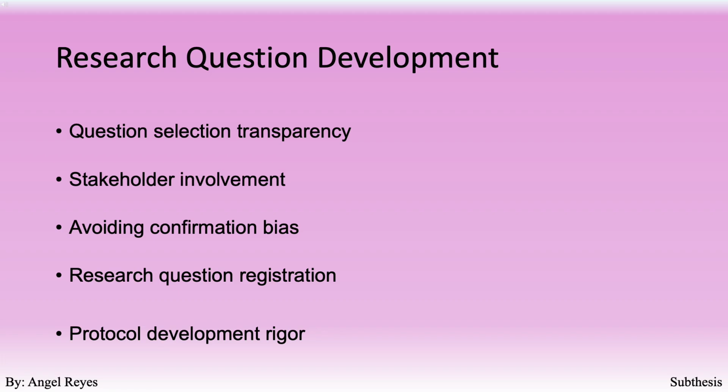pre-existing beliefs. Research question registration in publicly accessible platforms documents the initial research focus, preventing unacknowledged shifts that can undermine validity. Protocol development rigor involves thorough consideration of methodological options, potential limitations, and ethical implications before finalizing a research plan. Together, these practices ensure that research questions are formulated with integrity, increasing the likelihood that the resulting knowledge will be both valid and valuable.